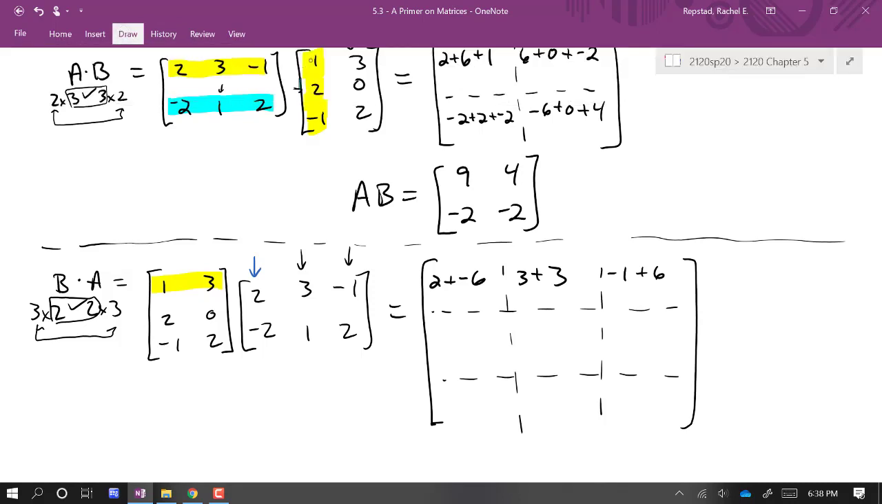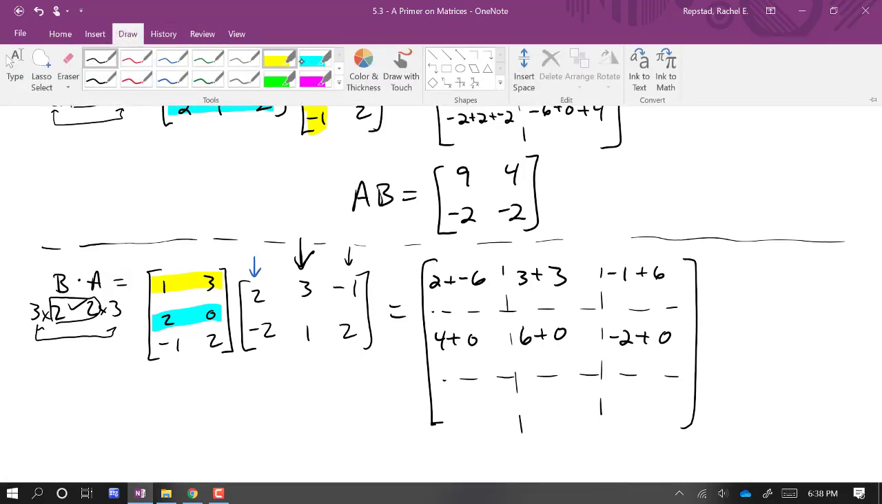Let's do this again, now starting with the second row of the first matrix. So second row by first column, 2 times 2 is 4, plus 0 times -2 is 0. Second column here, 2 times 3 is 6, plus 0 times 1 is 0. And then last column, 2 times -1 is -2, plus 0 times 2 is 0.